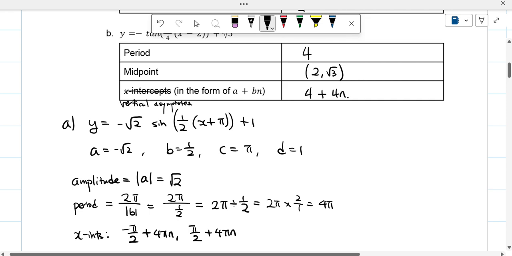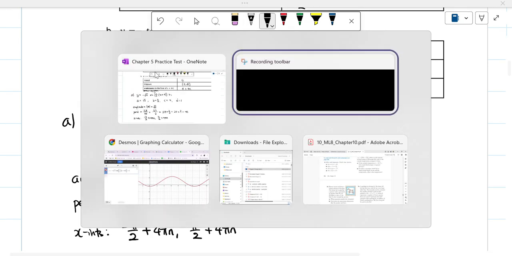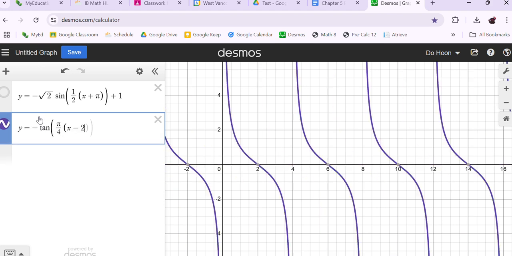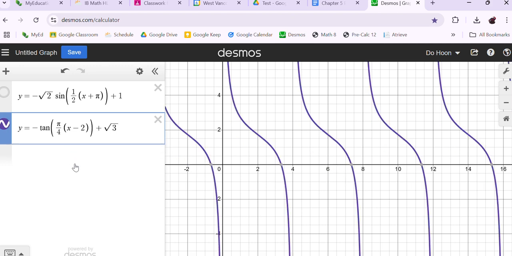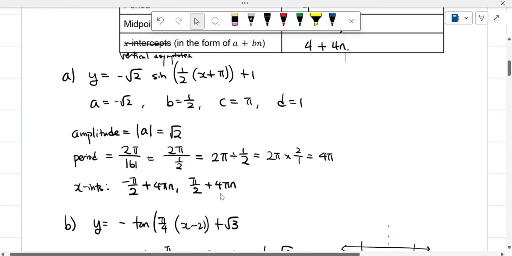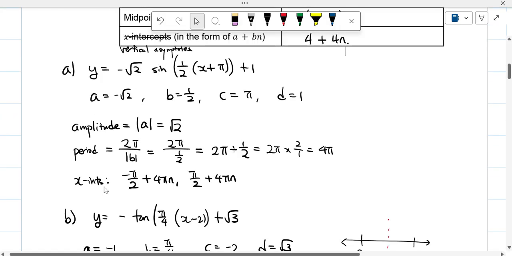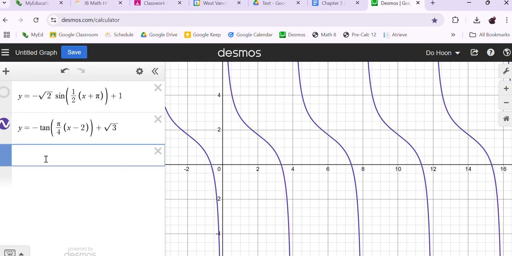Once again, I'm going to check using the graphing calculator. Y equals negative tangent of pi over 4 times x minus 2, plus square root 3. First of all, let me check the period. The graph is repeating every 4 steps. 0 to 4, that's one wave. 4 to 8, that's one wave. So I like that the period is 4. Also, I found the midpoint to be (2, square root 3), and yes, it seems like the midpoint is indeed (2, square root 3).